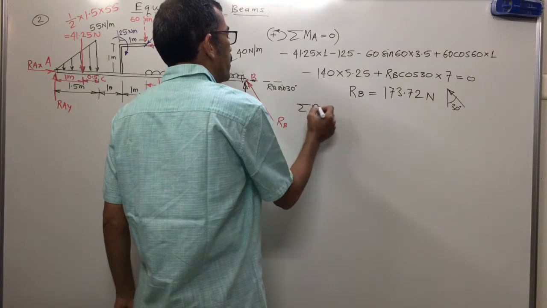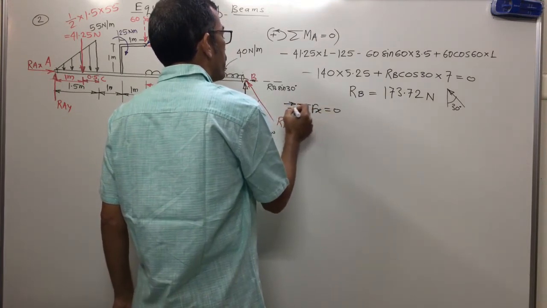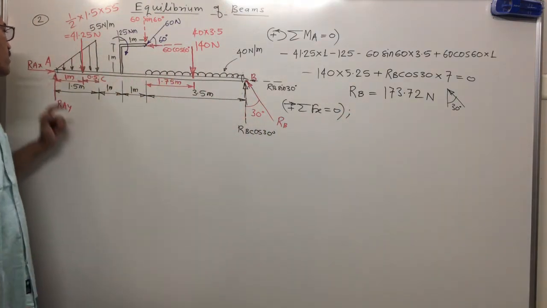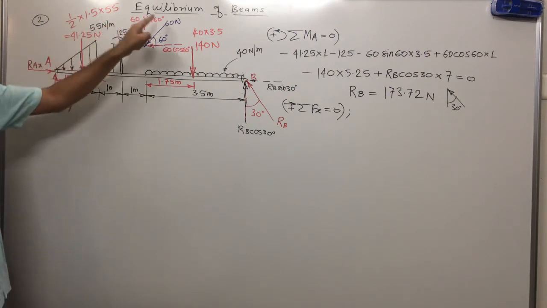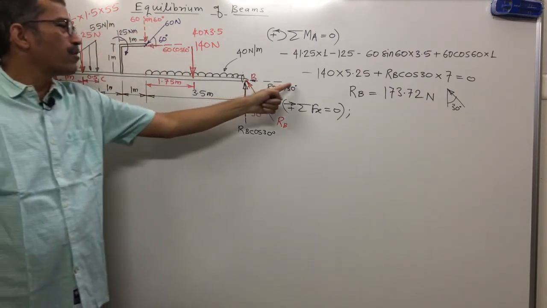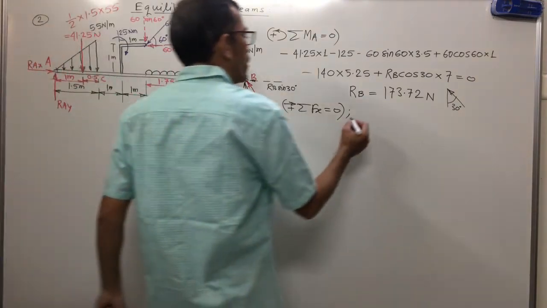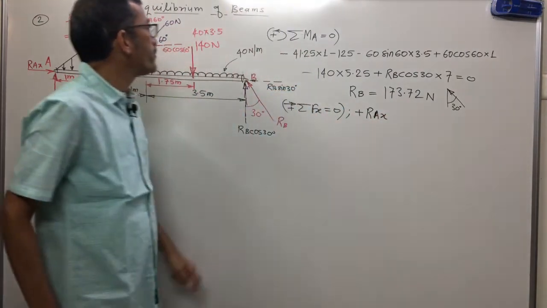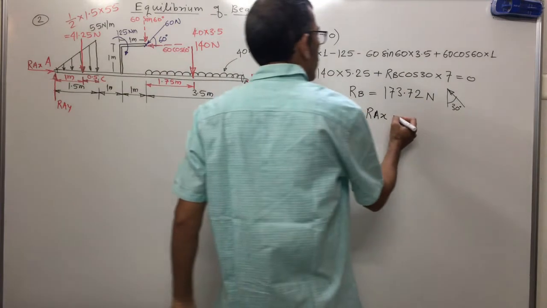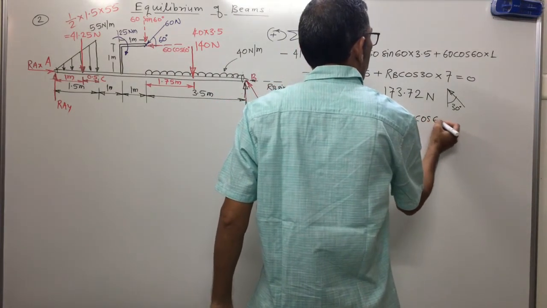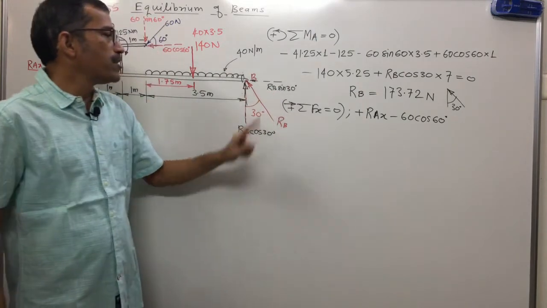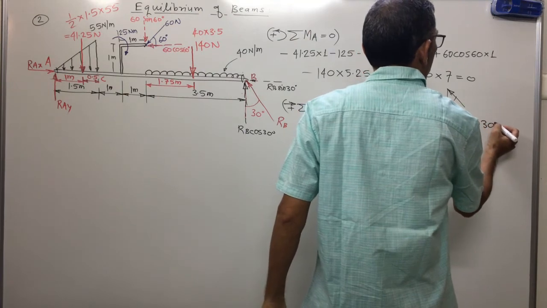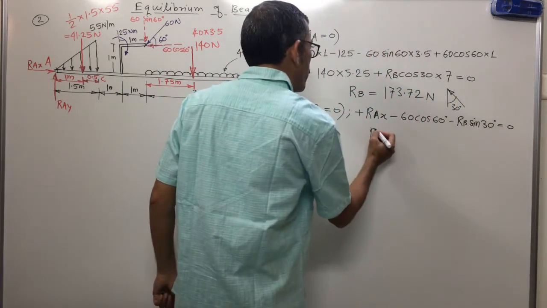Next, we will try to find RAX. We will apply the equation along the x-axis, summation of Fx equal to 0, assuming rightward force is positive. Now concentrate on all horizontal forces. One, RAX, rightward; component of 60 leftward; component of RB leftward. Three forces. First one, what will we write? Plus RAX. Component of 60 leftward, minus 60 cos 60. RB sin 30 leftward, minus RB sin 30, equal to 0.